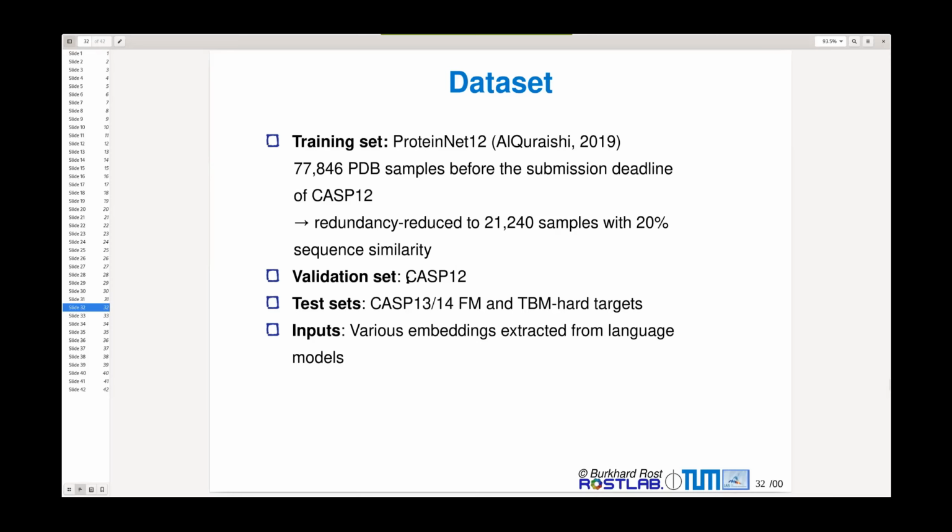Now, as a validation set, obviously there's CASP 12 in there. This is already included in the ProteinNet 12 set. And then for test sets, especially for the comparison with competitors, with other methods, I use the CASP 13 and 14 targets, specifically the free modeling and TBM hard targets.